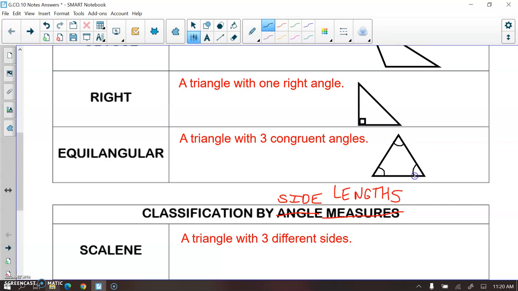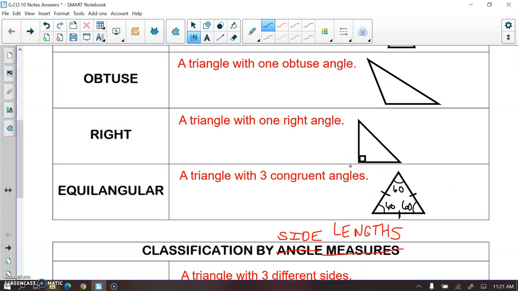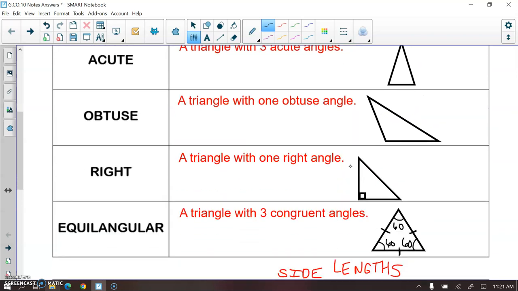Now, if all three angles are congruent and a triangle adds up to 180 degrees, if I do 180 degrees divided by 3, that means that all of these angles would be 60 degrees. Also, something cool about equiangular triangles is that they're also always equilateral triangles as well. All right, so these are the four classifications by angle measures.